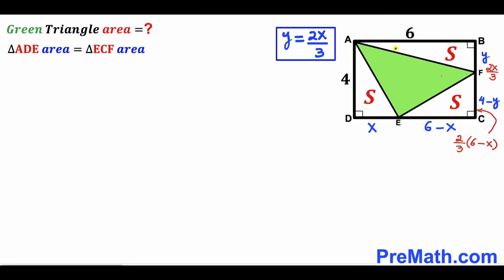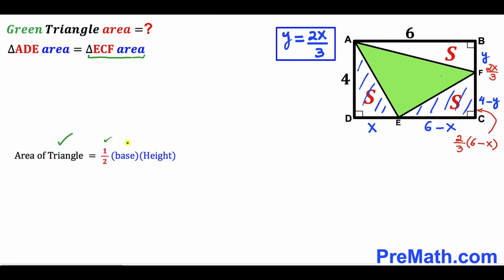And here's our next step. Let's focus on these two triangles, this right triangle ADE and this other right triangle ECF. Both of these triangles have the same area, and we know the area of this triangle ADE is 2 times x, which we figured out a few minutes ago. We are going to figure out the area of the other triangle ECF by using the very same area of a triangle formula.